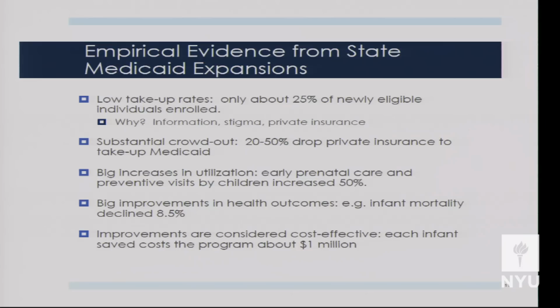We saw with these expansions of Medicaid in the 90s that there was some crowd out. In fact, there was substantial crowd out. Roughly 20 to 50% of individuals who switched onto Medicaid did so by dropping private insurance. So as we expanded Medicaid, people moved from private insurance into Medicaid. There were big increases in utilization. Early prenatal care and preventative visits by children in particular increased a lot, by roughly 50%. And this increase in utilization came with big health improvements. Infant mortality dropped by nearly 9% as a result of the Medicaid expansions.